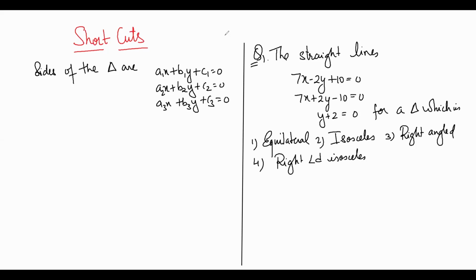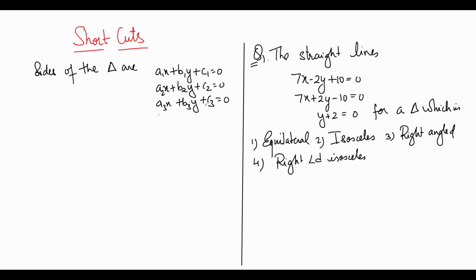Hello students, today's topic is straight line and today we are going to learn some of the important shortcuts. Now, first of all, I have written the sides of the triangle are these: a1x plus b1y plus c1 is equal to 0. That means this is the equation of one of the sides of the triangle. Another equation is a2x plus b2y plus c2 is equal to 0, and the third one is a3x plus b3y plus c3 is equal to 0.